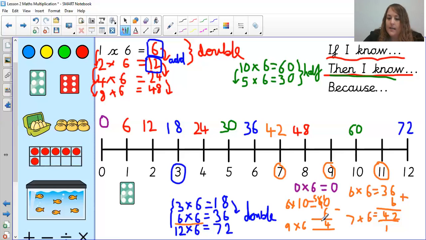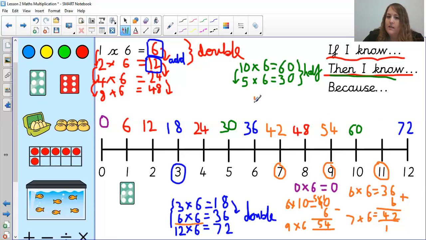5 take away nothing is 5, 54. And again, these ones are in the same because they're my pesky ones. Last but not least, you could do the same here. 60, add 1 would get to my next answer, because 10, add 1 more lot of 6 over here.